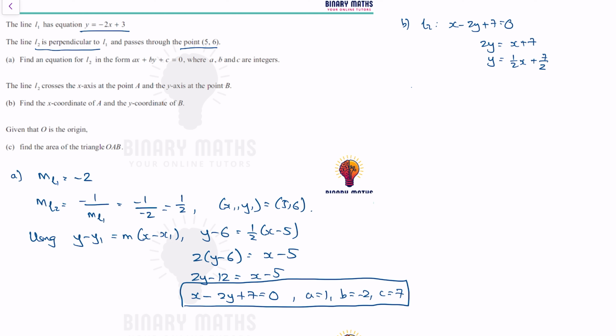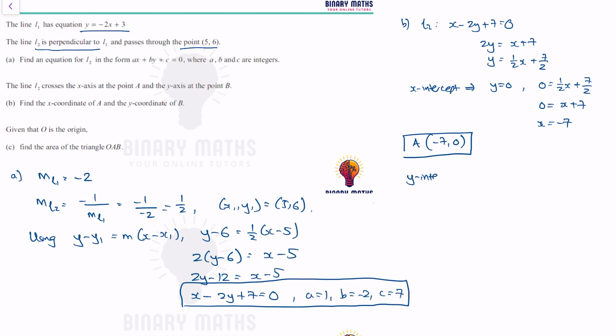So if it's the x-intercept, that implies y equals 0, so 0 is equal to half x plus 7 over 2. If I multiply through by 2, 0 is equal to x plus 7, which implies x is equal to negative 7. So that means A must be equal to (negative 7, 0). Okay, so that's my first point.